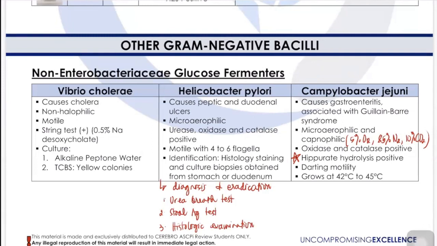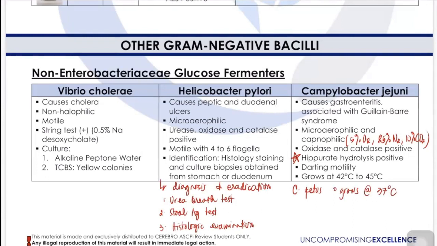It has a darting motility and it grows at 42 degrees Celsius to 45 degrees Celsius. Okay? However, let me specify, Campylobacter fetus grows at 37 degrees Celsius. Okay? So usually, if we are to differentiate Helicobacter versus Campylobacter, they have similarities.